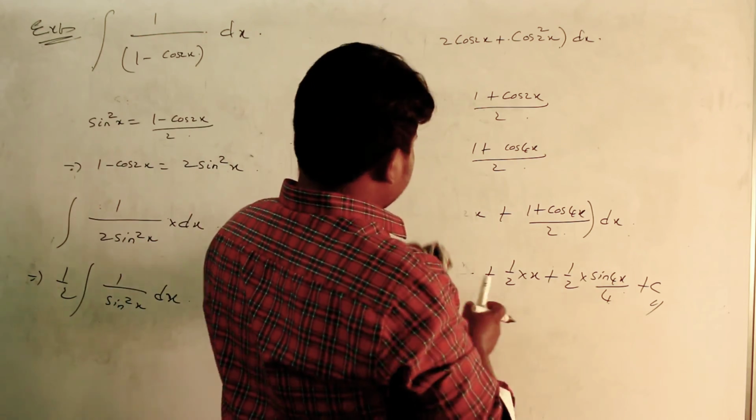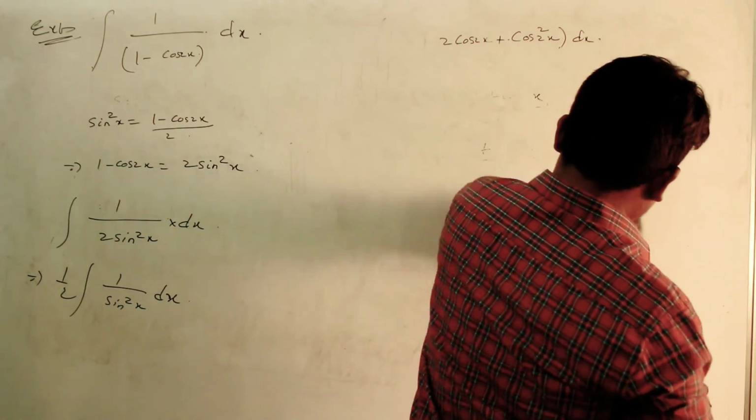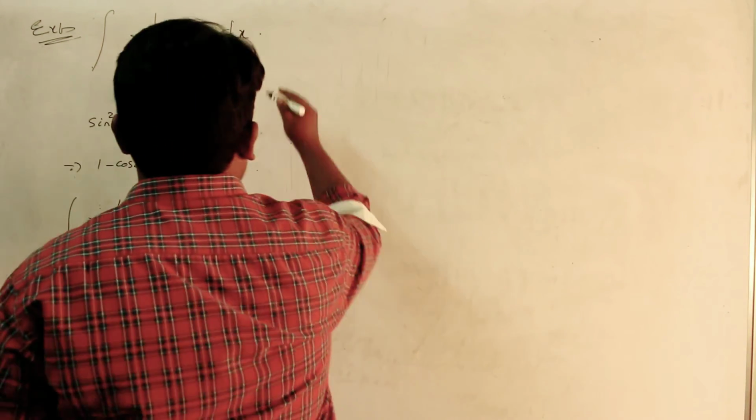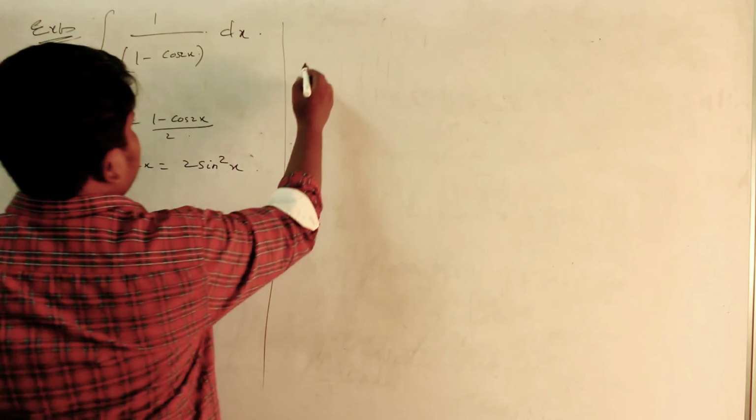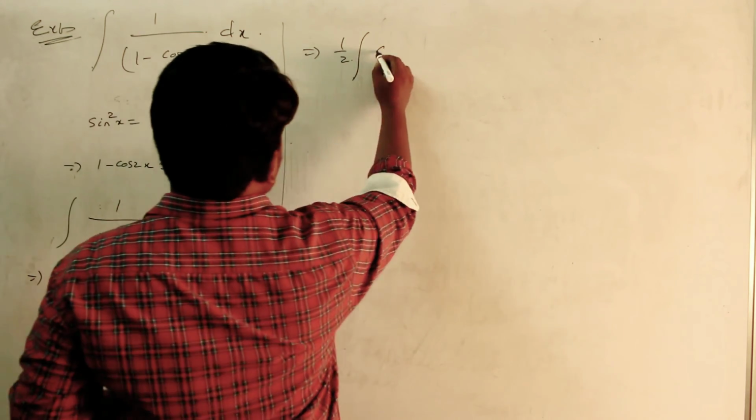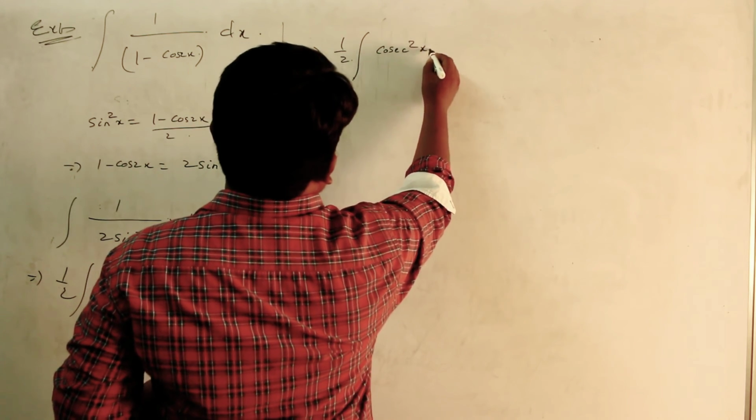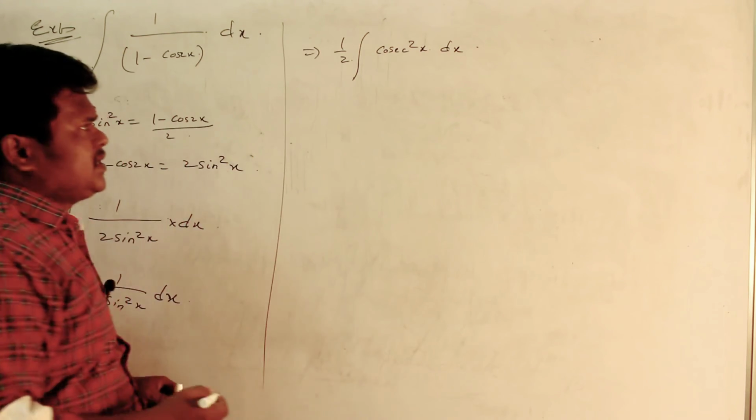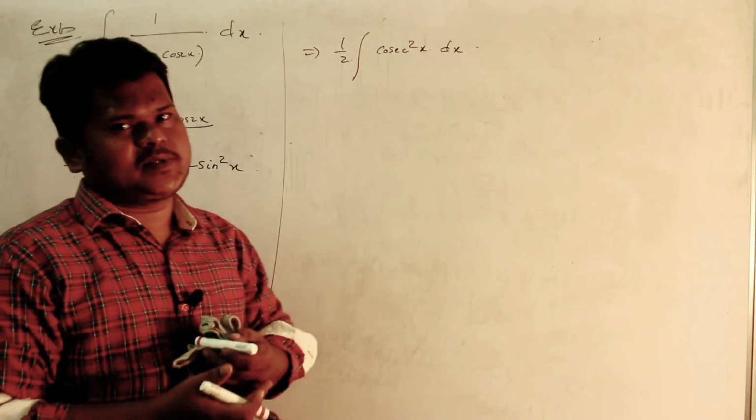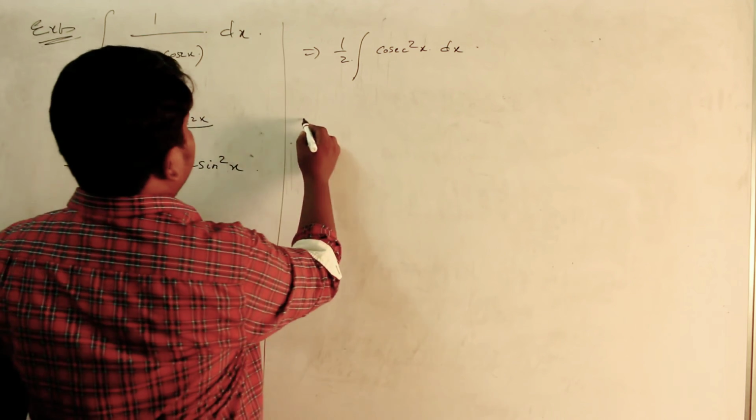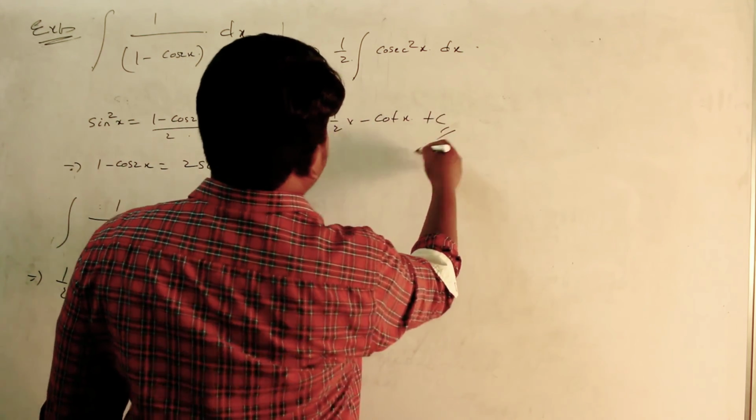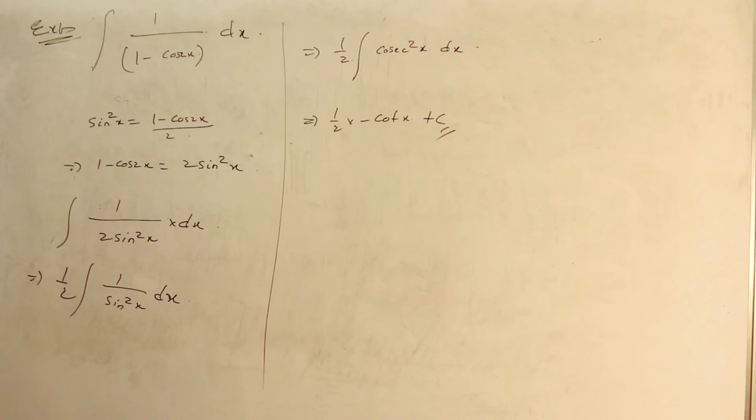So 1 by sin theta can be written as cosecant theta. Therefore, this relation can be written as 1 by 2 into integration of cosecant square x into dx. Now we know there is a direct formula for integration of cosecant square x dx, which is minus cot x. Therefore, we can write half into minus cot x plus c. That is the answer to this problem.